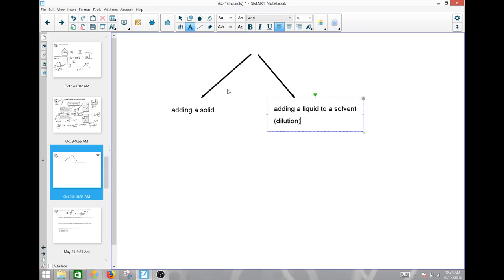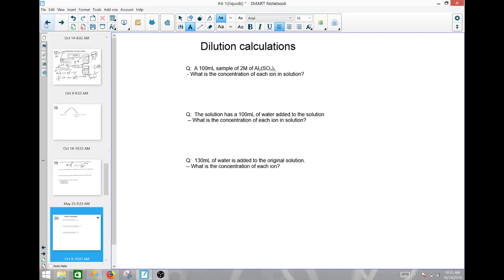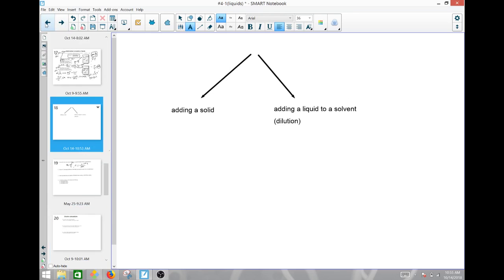Okay, so adding a solid to some solvent is the exact same thing we just did in this problem right here. How much mass of solid is required to make this solution? So we use the molarity formula. We have a volume, we have a concentration, and we have to solve for the mass we need. This one is looking at a liquid, so let's talk about this a little bit here. In the next worksheet we'll do some more of that.